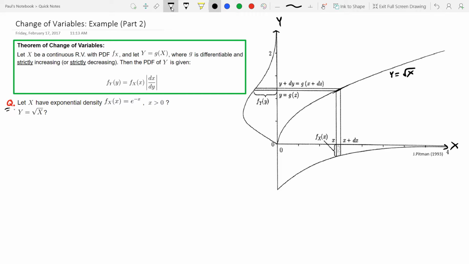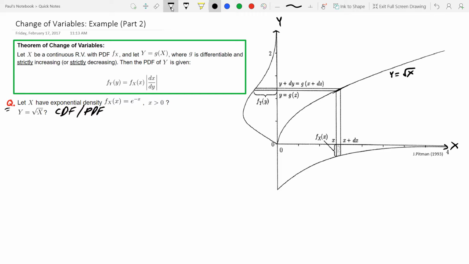So the question is, let X have exponential density of f_X(x) equal to e to the power of negative x. Now what we want to ask ourselves is, what is the CDF/PDF of Y? Y is a function of X. So you can see it's the square root of X.